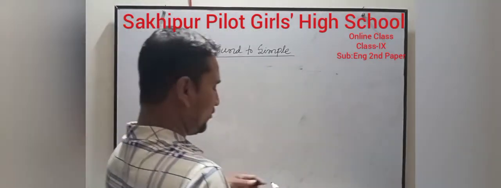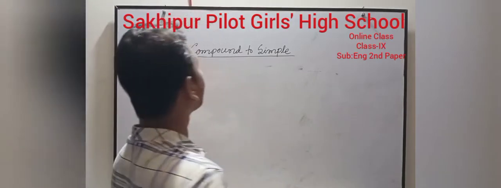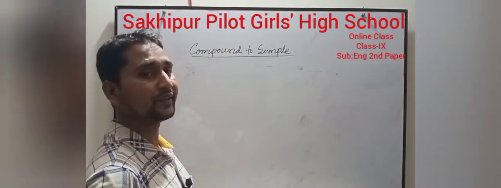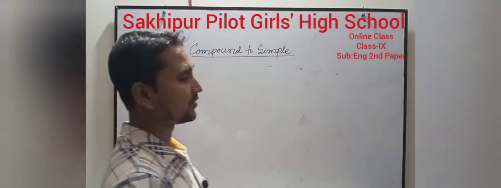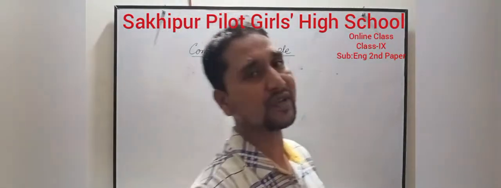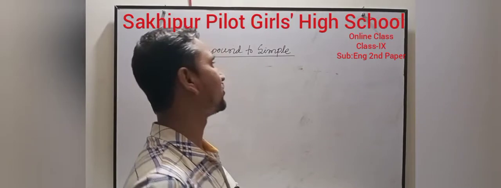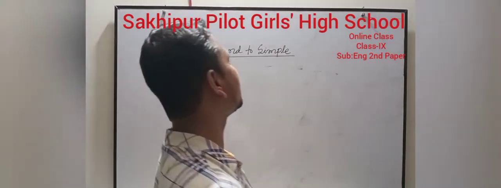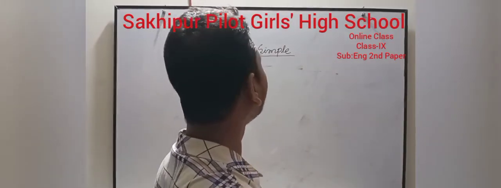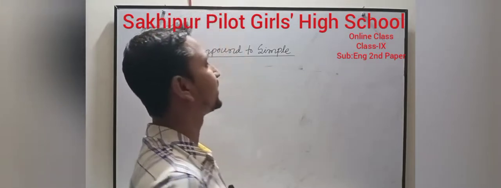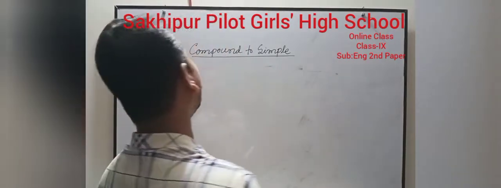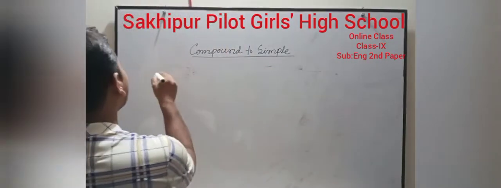Dear students, can you remember what a compound sentence is? There will be a principal clause; one or more principal clauses will be connected with a coordinating conjunction. And in a simple sentence, there will be only one subject and one finite verb. Okay, come to the point. Rule 1.